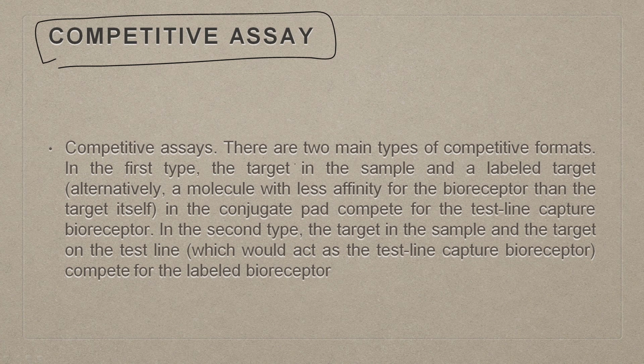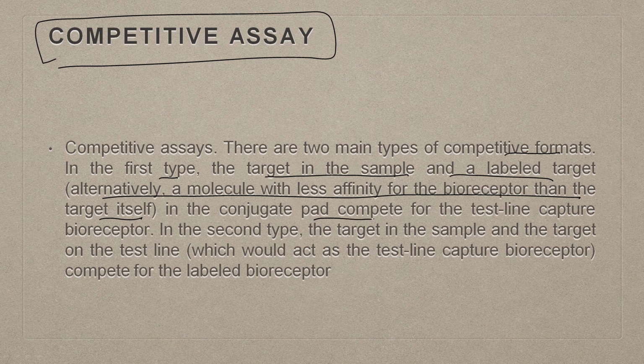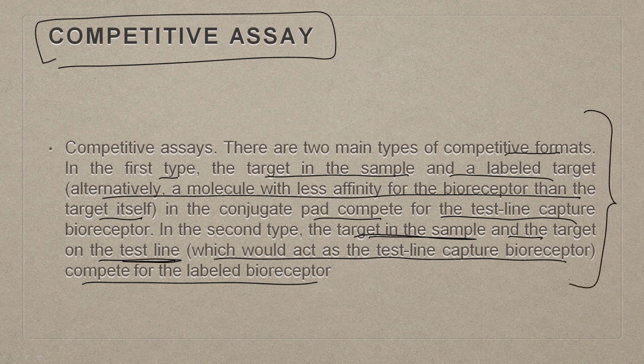That is where we completed the last class, where we talked about competitive assays. There are two main types of competitive formats. In the first type, the target in the sample and the labeled target, alternatively a molecule with less affinity for the bioreceptor than the target itself, in the conjugate pad compete for the test line capture bioreceptor. In the second type, the target in the sample and the target on the test line, which acts as the test line capture bioreceptor, compete for the labeled bioreceptors. So, this is the competitive assay we talked about.